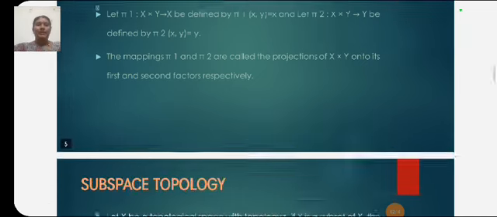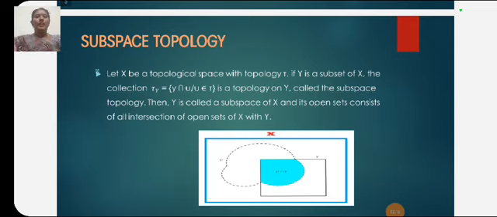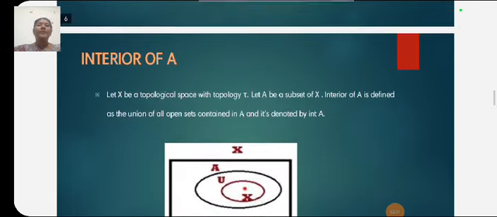The mappings phi 1 and phi 2 are called the projections of X cross Y onto its first and second factors respectively. Subspace topology. Let X be a topological space with topology tau, and Y a subset of X. The collection tau Y equal to the set of Y intersection U, where U belongs to tau, is a topology on Y called the subspace topology. Then Y is called the subspace of X, and its open sets consist of all intersections of open sets of X with Y.